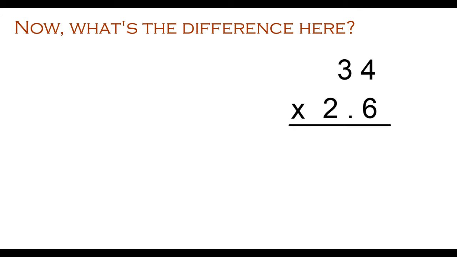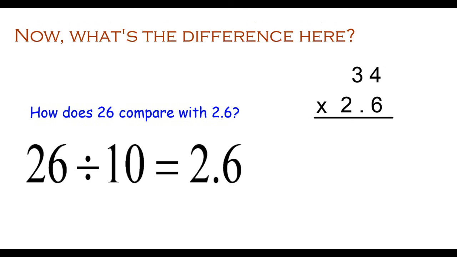But so how is this related to something like 34 times 2.6? In order to talk about 34 times 2 and 6/10, we have to ask ourselves the difference between 26 and 2.6. How do the two of them compare? The shortest way to get from 26 to 2.6 is to divide by 10. And when we divide something by 10, the decimal point moves one place to the left.